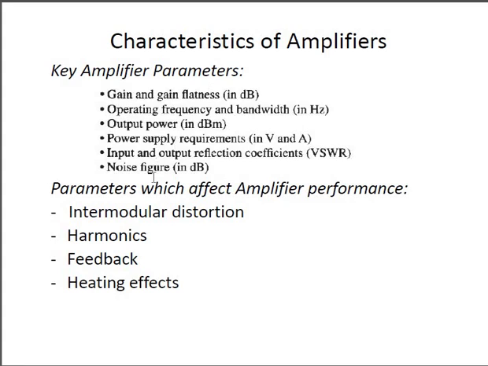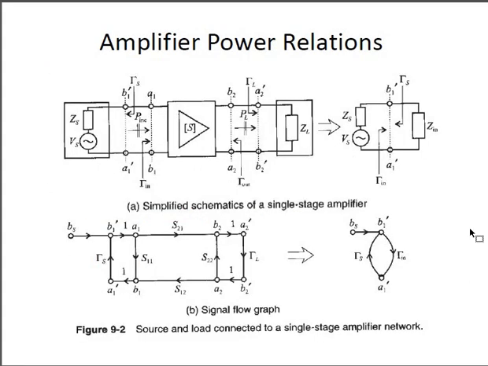And what are the parameters which affect amplifier performance? These are the four major parameters which affect the amplifier performance, that is, which affect the above terms: intermodulation distortions, harmonics, feedback and heating effect. We are going to use this amplifier at high frequencies, and these are the parameters which easily affect the amplifier performance in the microwave frequency range.